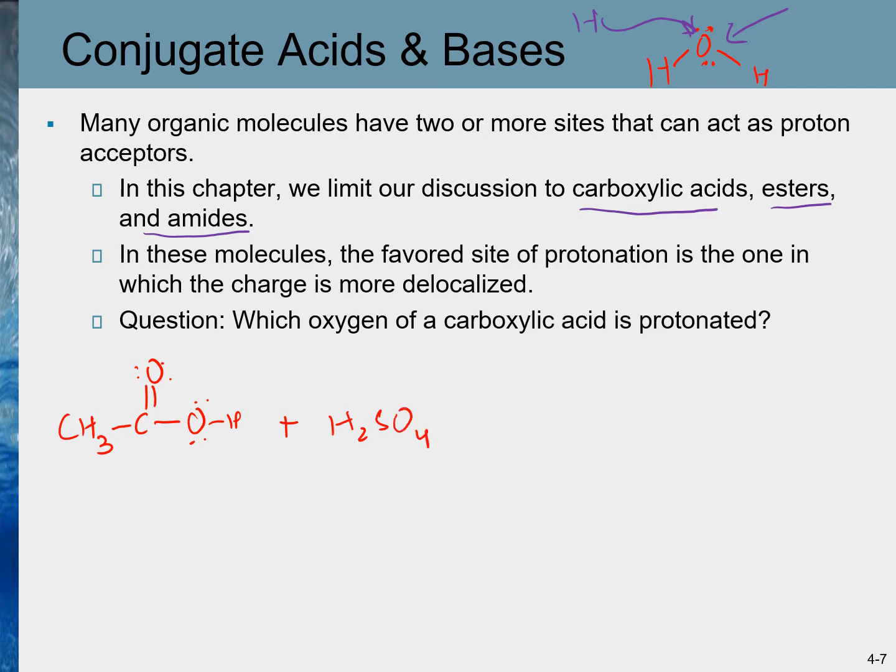Now in a carboxylic acid there are two sites where a proton can be accepted. One site is the carbonyl oxygen here, and the other site where a proton can be accepted is the hydroxyl oxygen. So it means this reaction may result in two different products. Let's consider both of them. Let's first take a look at what happens when the carbonyl oxygen accepts the proton.